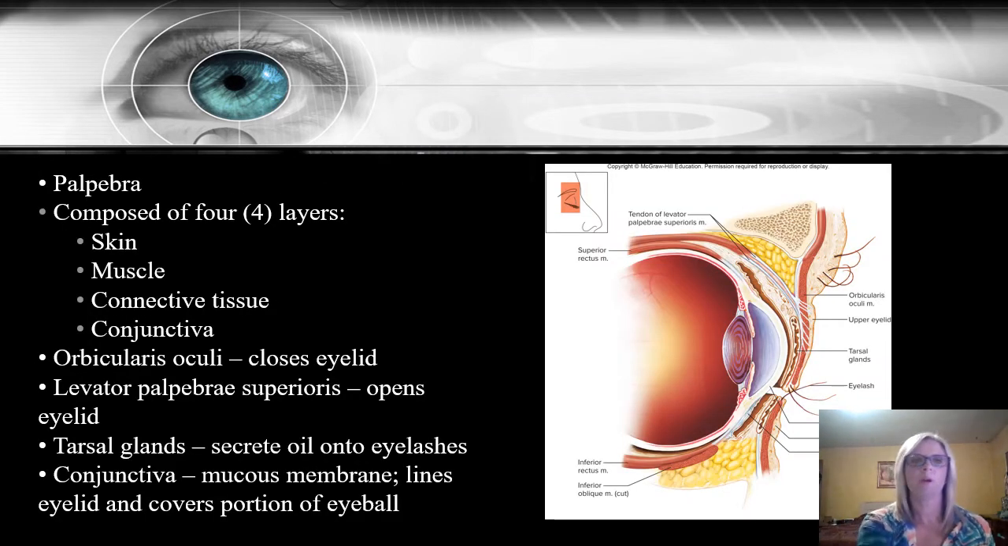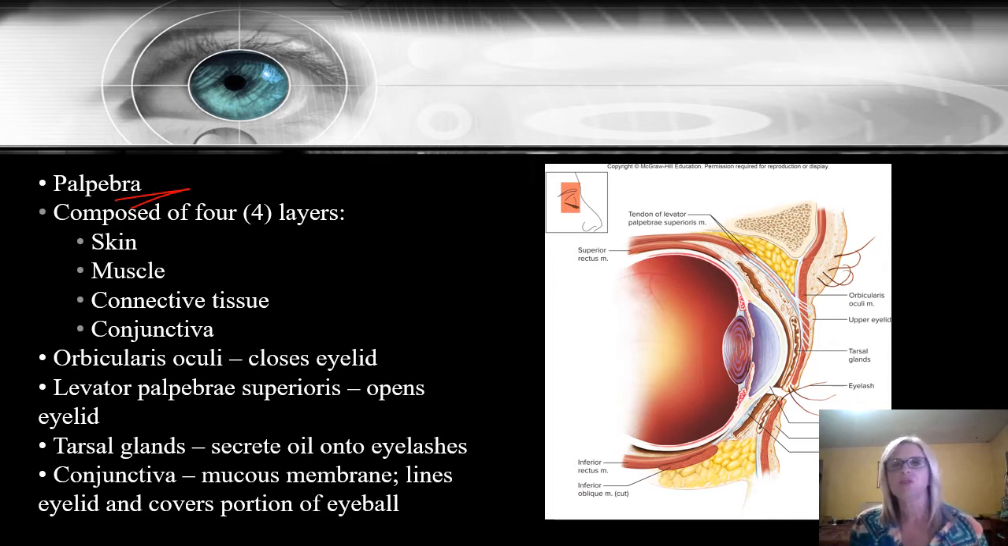The palpebra is going to be what we normally call the eyelid. It is made of 4 layers: skin, muscle, connective tissue, and conjunctiva. The skin of the eyelid is the thinnest in the body. It covers the outer surface of the lid. The orbicularis oculi and levator palpebrae superioris are the muscles that move the eyelids.